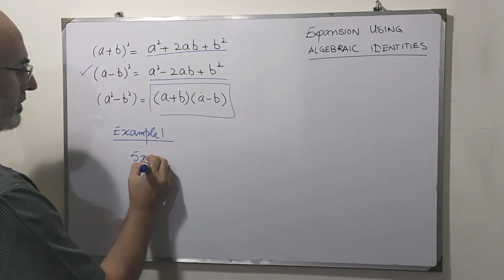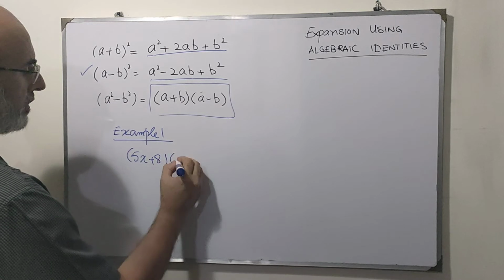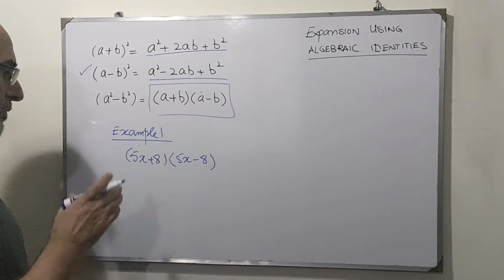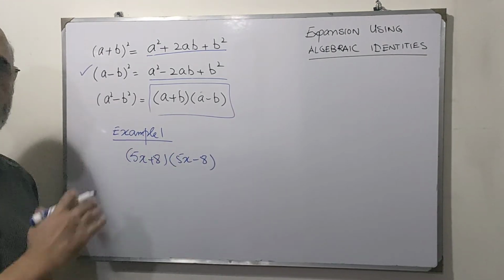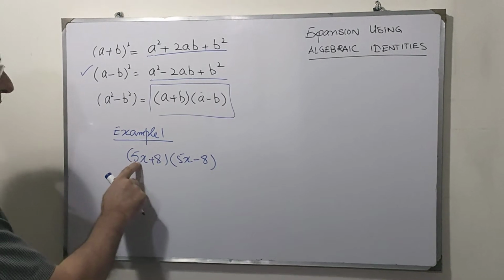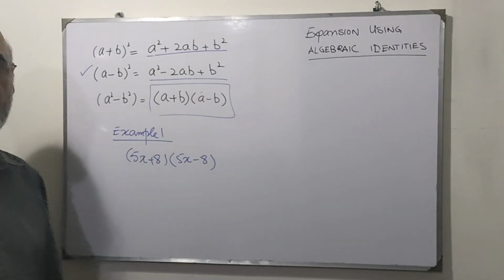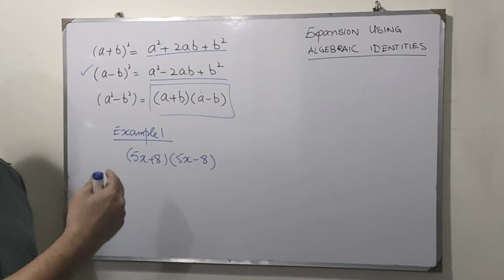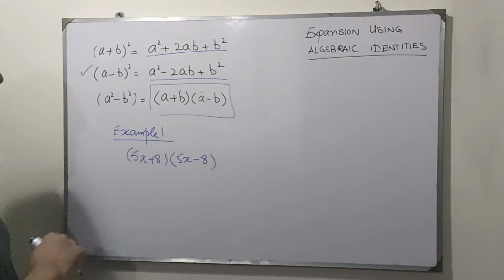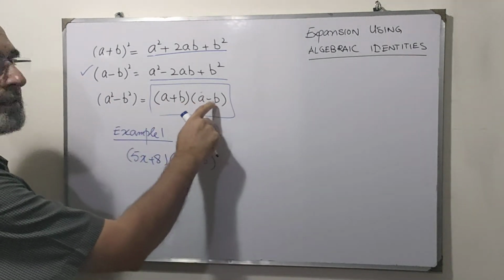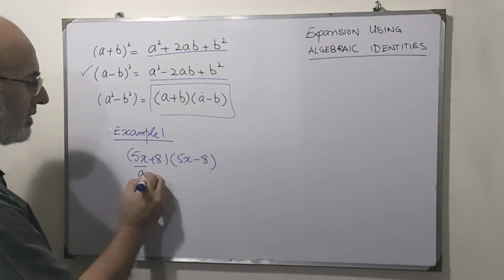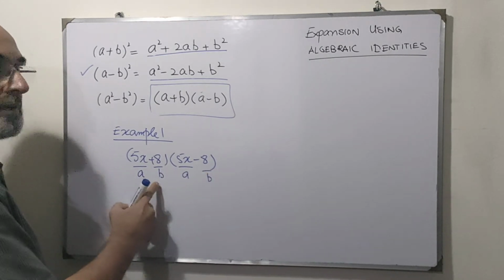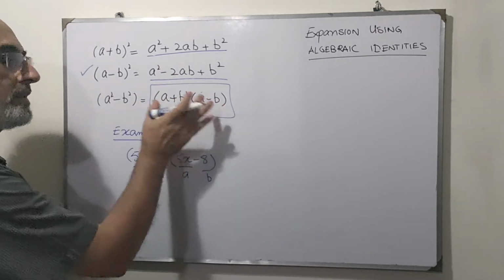if we have 5x plus 8 into 5x minus 8, we have a first term and a second term, and both are multiplying. Here we have 5x plus 8, and here we have 5x minus 8. To apply the identity, we have to see which is most relevant for this expansion. Here 5x is a, 8 is b, 5x is a, 8 is b. So it is a case of a plus b into a minus b, and we're going to apply this identity.